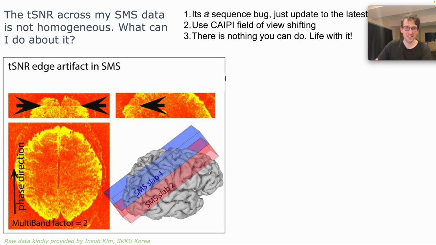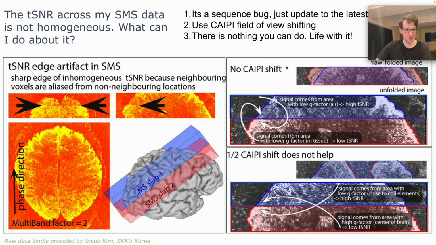Option 1, this is a sequence bug, just update to the latest CMRR version. Option 2, you need to use Blipped-CAIPI field of view shifting. Option 3, there's nothing you can do about it. You need to live with it. And maybe surprisingly, in this case, I think option 3 applies, because the G-factor penalty in multiband SMS imaging is smooth within the plane, but it's not smooth across planes, no matter if you do blipped-CAIPI or not.